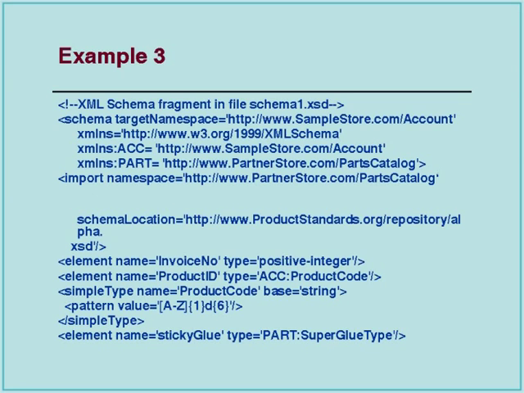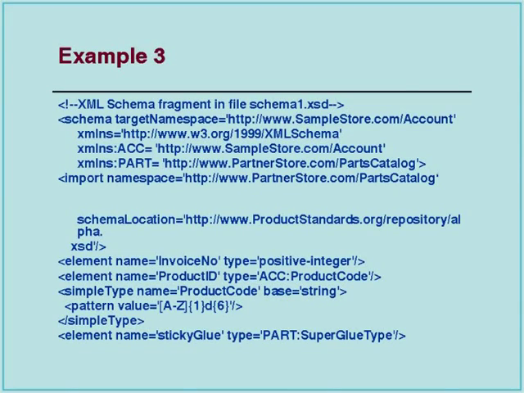And the parts catalog is being imported from this particular thing. For the purposes of this definition, I'm going to call it part, and then I refer to part colon super glue type, whatever that happens to be. It's basically a namespace delineator, because there could be other super glue types defined somewhere, and if I'm inheriting a namespace, I have to be explicit as to which super glue type I'm referring to. Otherwise there would be a clash.